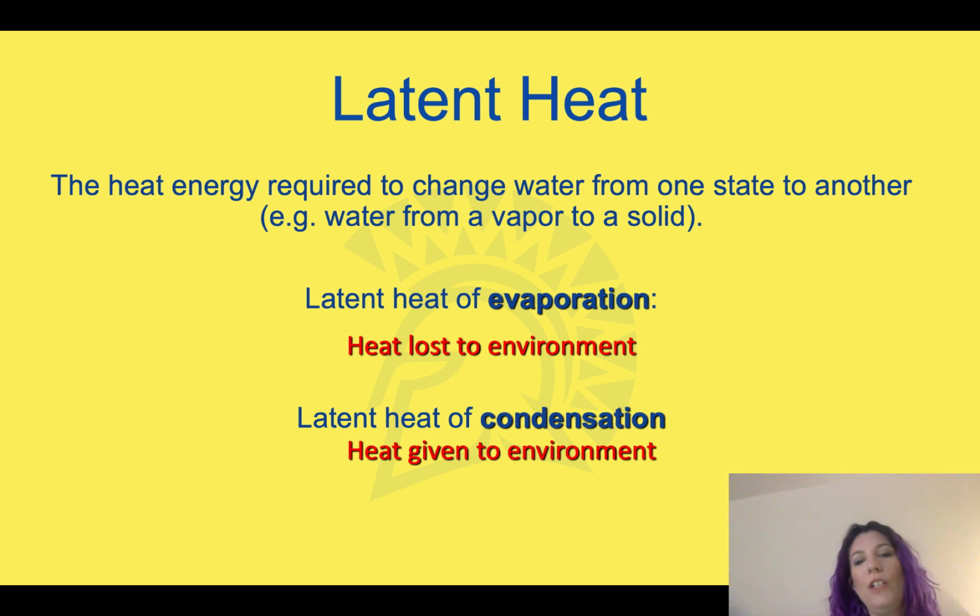So evaporation is where heat is lost into the environment. Heat lost means that it's cooling, right? When you have a loss of heat, then you're going to get colder. So evaporation actually has a cooling effect on the environment. Latent heat of condensation is where heat is given to the environment. So when you give heat to something, like a heater is giving you heat, then you're going to warm up. So condensation actually has a warming effect on the environment.